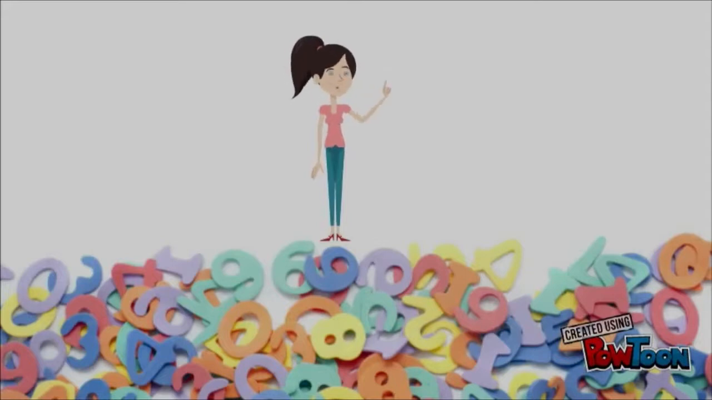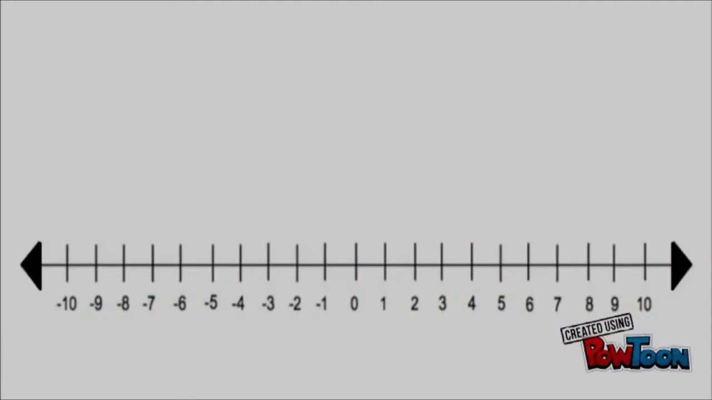The first strategy I'm going to teach you is how to add integers using a number line. Let's start out with the problem -3 plus 4. Place a dot at -3, and then we're going to move 4 units in the positive direction, to the right, to -2, -1, 0, and finally to 1, which is the answer to -3 plus 4.